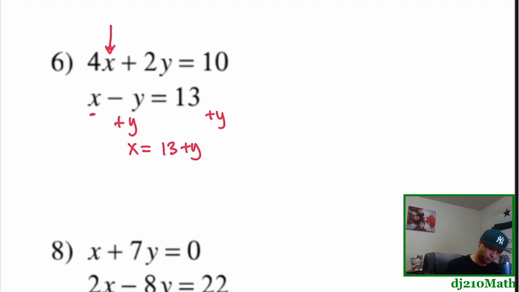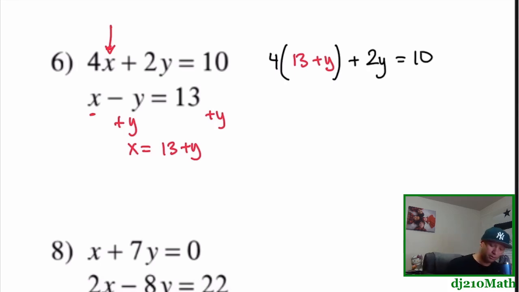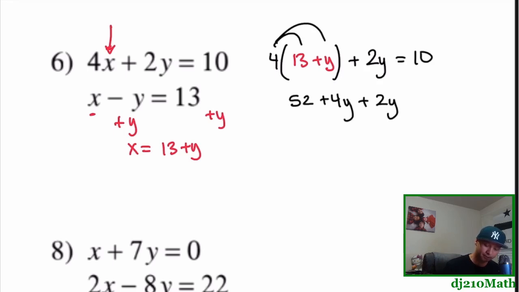So 4 times 13 plus y plus 2y equals 10. Distribute. All right, 13 times 4. 13 times 2 is 26. 26 times 2 would be 52. So 52 plus 4y plus 2y is equal to 10.